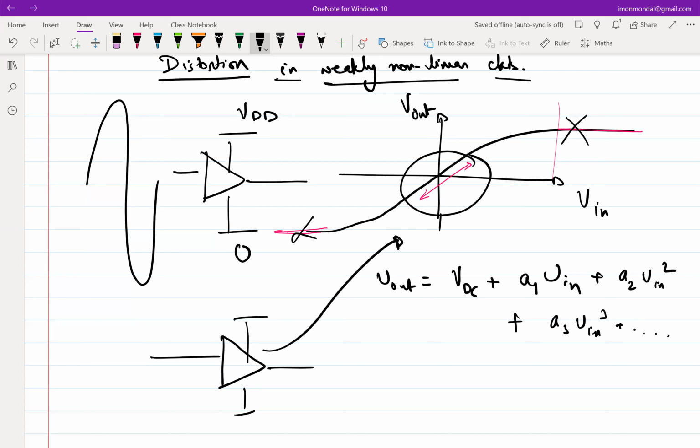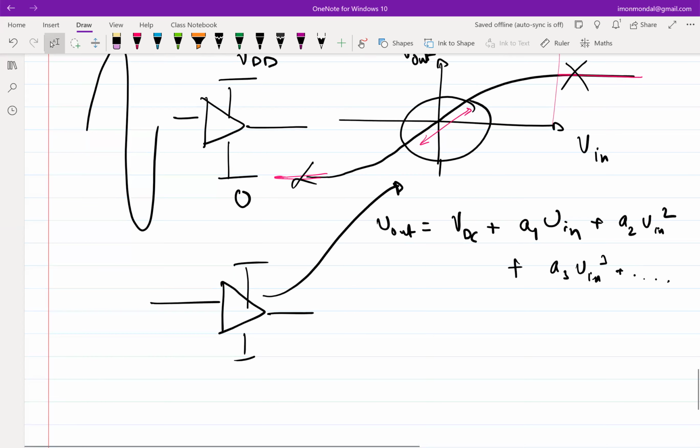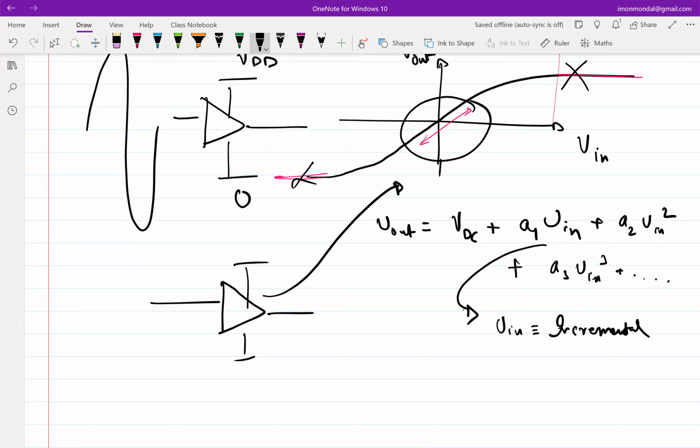Okay. Further, the assumption is that if I do a Taylor series expansion, these V ins are incremental V ins around the operating point, right? I shouldn't say VDC here because that is the output. I should say around the operating point.